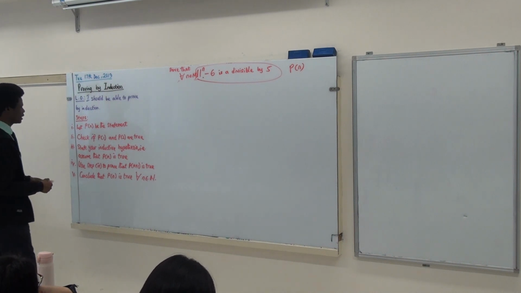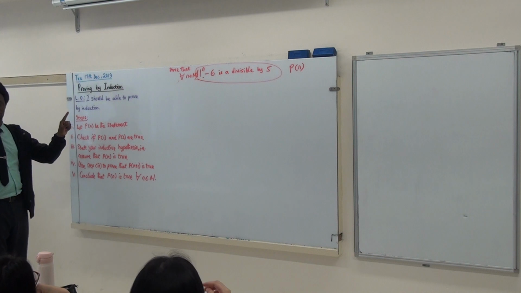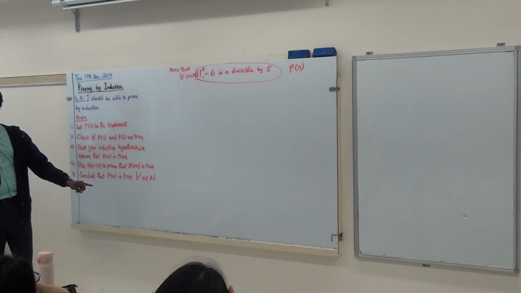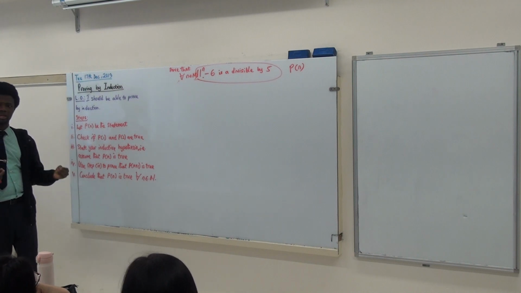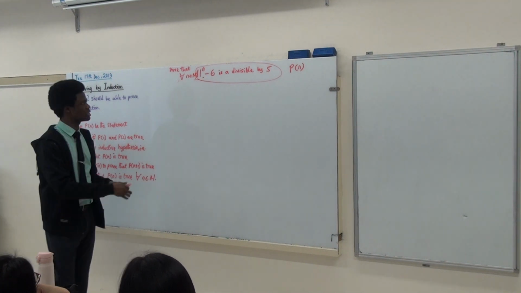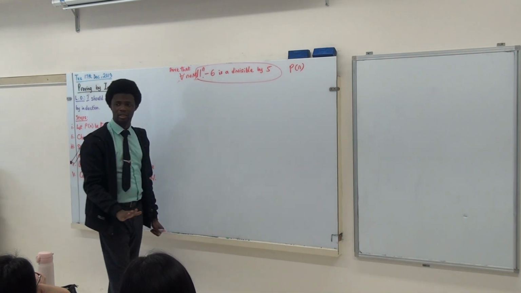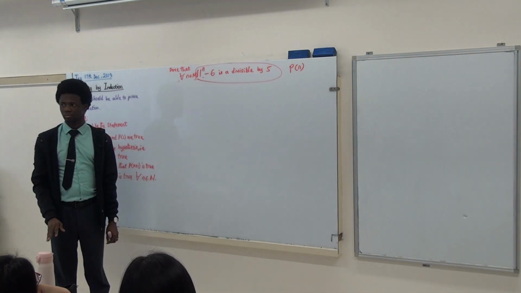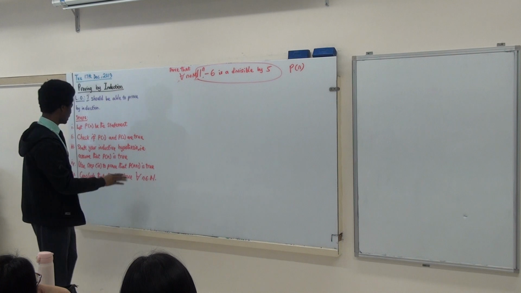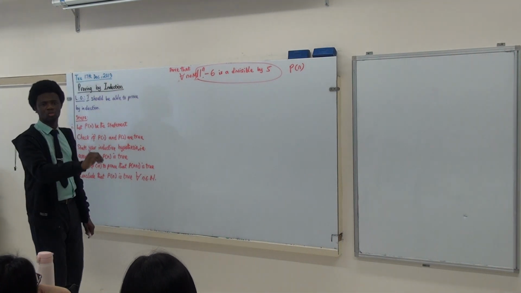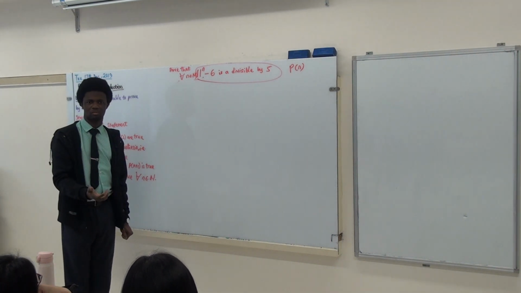I'll go through this again. First step, Karen, I need your attention. Let Pn be the statement, which is what exactly the question is talking about. In this case, my Pn will be 11 to the power n minus 6 is divisible by 5. The next thing is check if P1 and P2 are true. You do the basic ones.